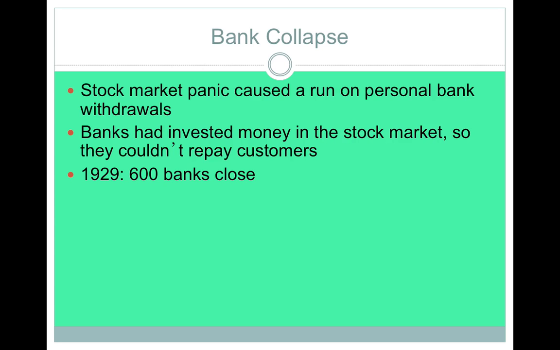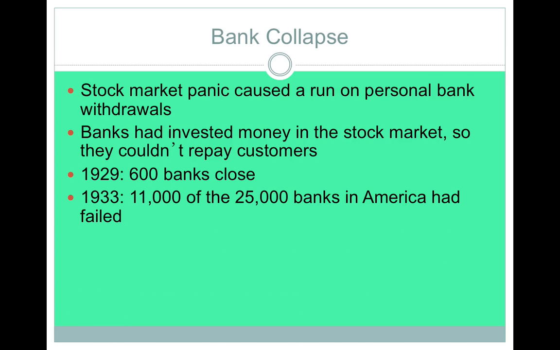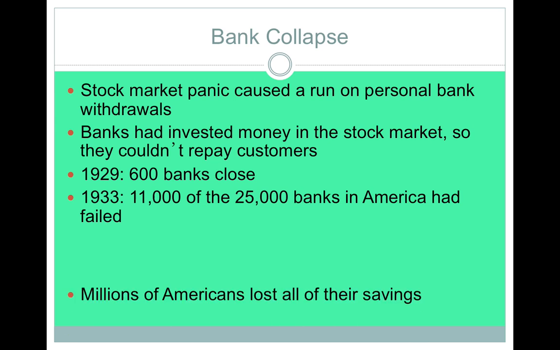So you have a few banks closing in 1929, but by 1933, you have about 40% of all the banks in America that are literally just closed, and there's no money left in those banks for anyone, which means 40% of the American population loses their life savings and has no money. Coupled with unemployment that is increasing, unemployment gets to about 25% by 1933, and that's ultimately the worst part of the Depression.